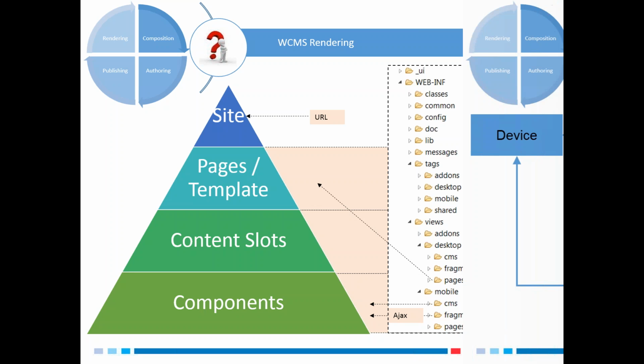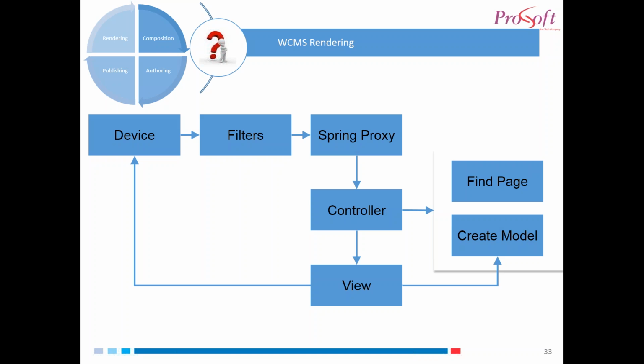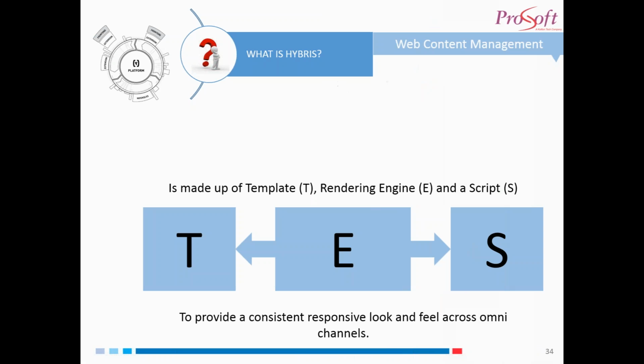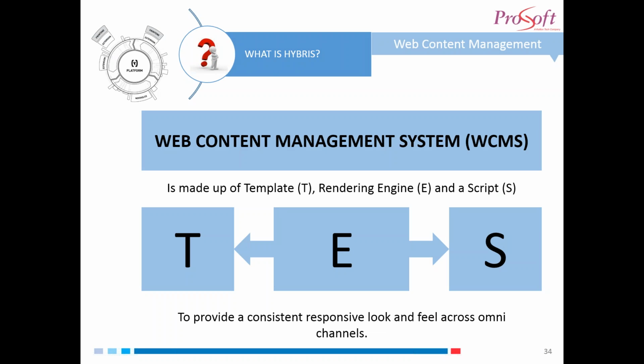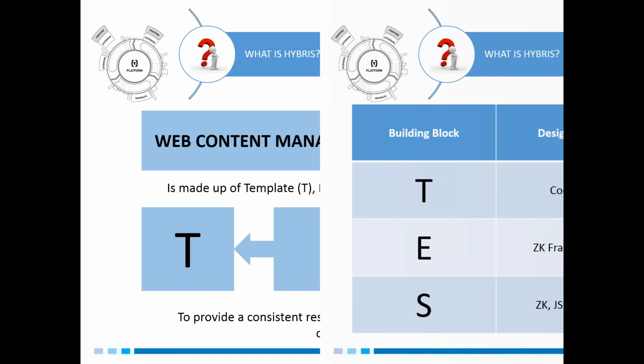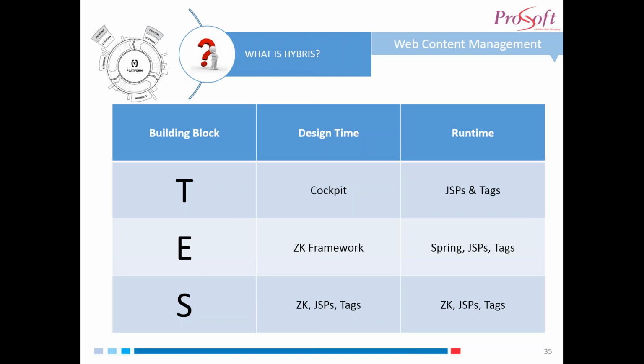So from rendering, this is the way it is happening. We have device, filter, spring, controller, view, and then it goes. I have already talked about that, so let me move forward. We have a template, we have an engine, we have a script. This is what our WCMS is, all of these three things. Moving forward, we have only a few minutes left, so I will speed up a little bit. The building block template is cockpit, JSP tags. Our engine is design time and runtime. What is in script, and what is in design time and runtime? It gives you a very good picture when you start facing that. This is the way we look at it.